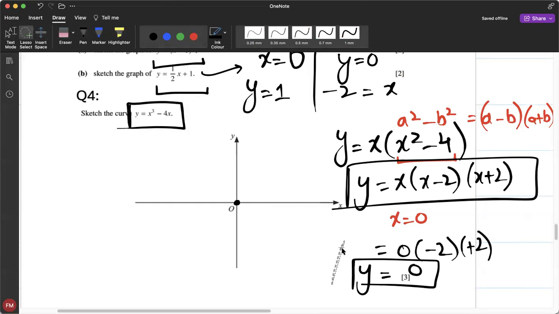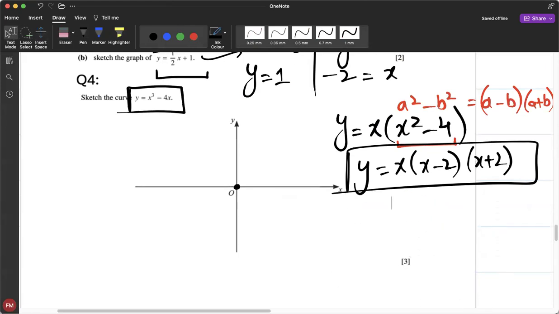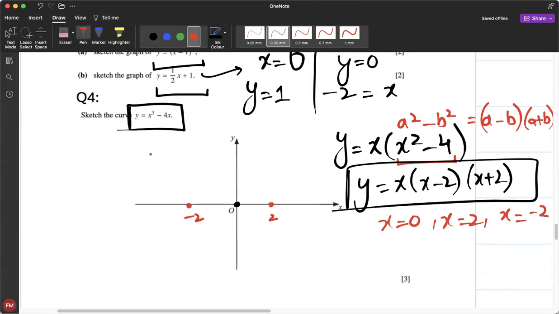The second is, of course, the x-intercept. And for this, I will say y equals 0. So we already have one of those points. X equals 2, and then x equals minus 2. So I know 2 lies over here, and minus 2 probably lies over here.